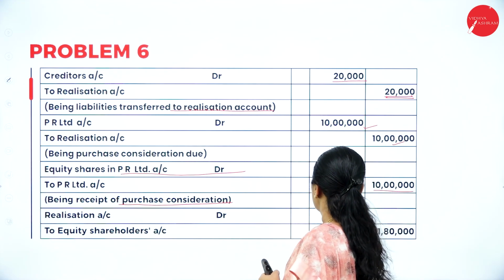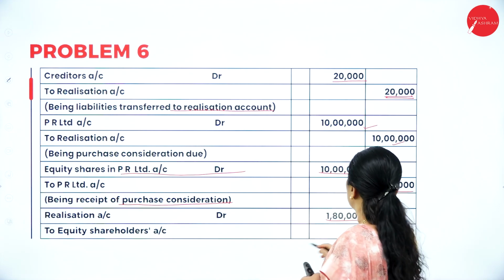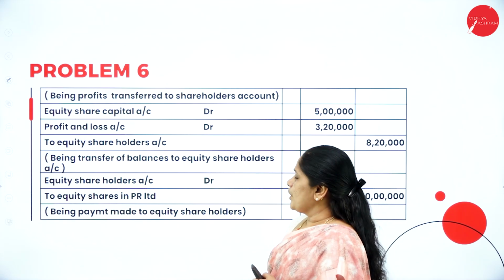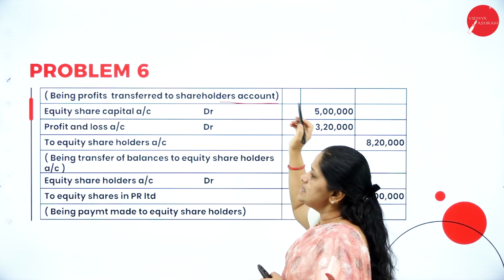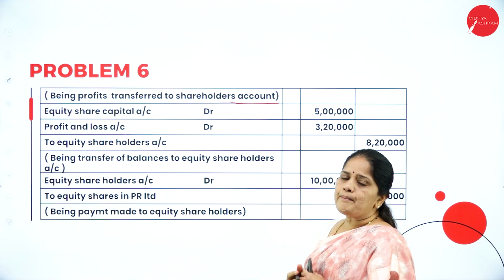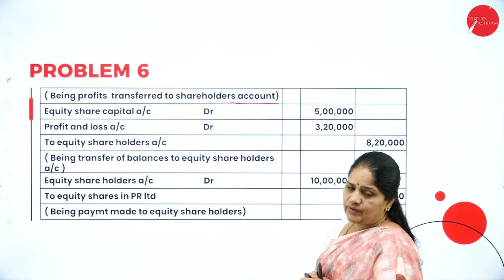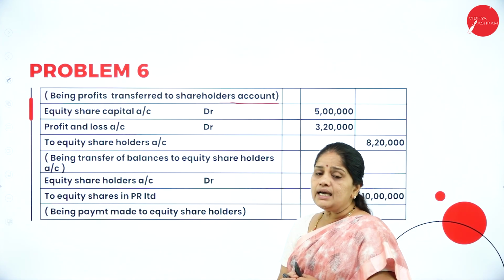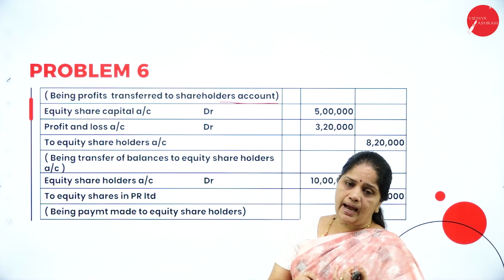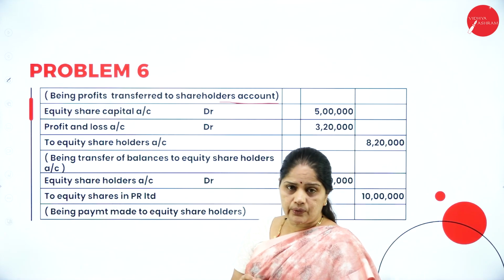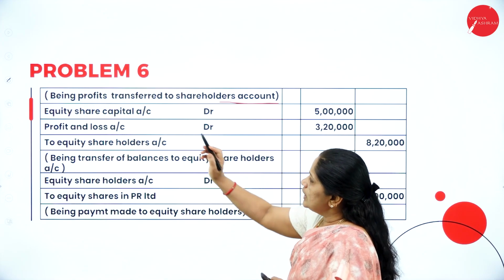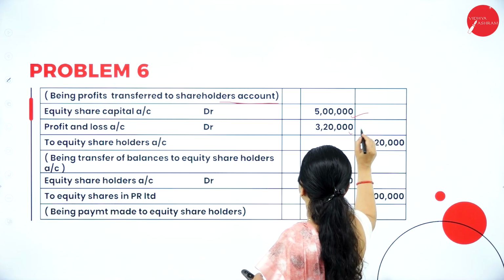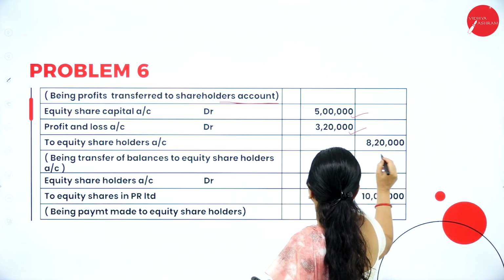Then realization account debtor 1,80,000 to equity shareholders account 1,80,000, being profits transferred to shareholders account. So whatever is the balance of the profit, that will be transferred to the shareholders account. Then next, we have to transfer the share capital and the reserves to the equity shareholders account. So equity share capital account debtor 5 lakhs, profit and loss account debtor 3,20,000 to equity shareholders account 8,20,000.